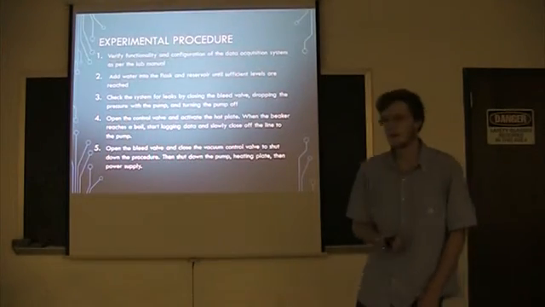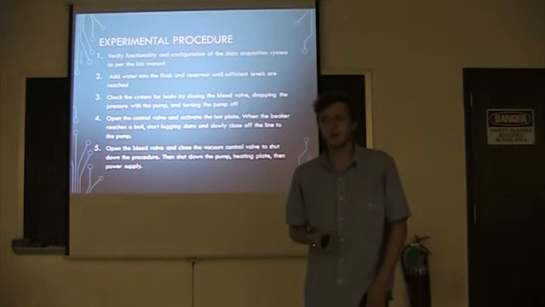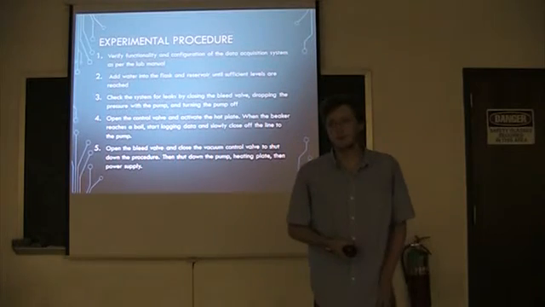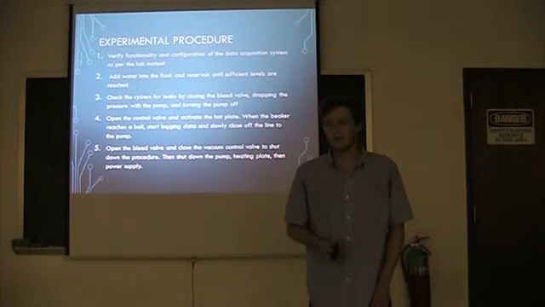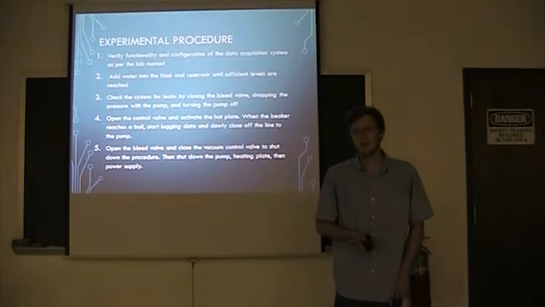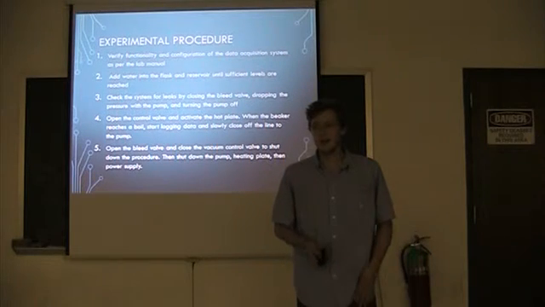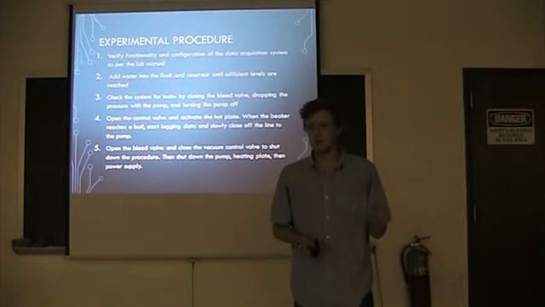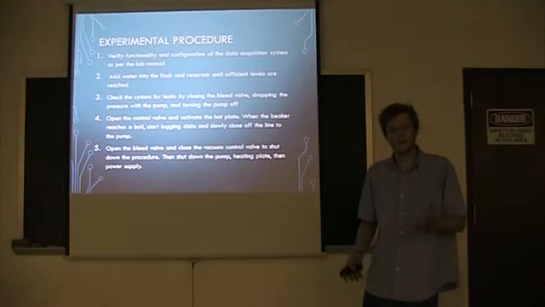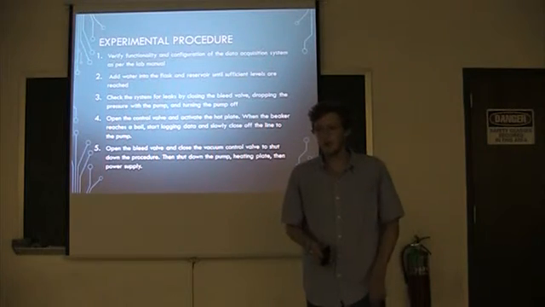So the procedure we're going to need to do is verify the functionality and configuration of the data acquisition, which is using an Omega system, which the computer should already have. We'll add water to the flask and the reservoir until sufficient levels are reached. Check the system for leaks by closing the bleed valve, and we'll drop the pressure down with the pump, turn the pump off, and see if there are any leaks. It should stay almost at a vacuum, like it started, after a little while if it's actually sealed.